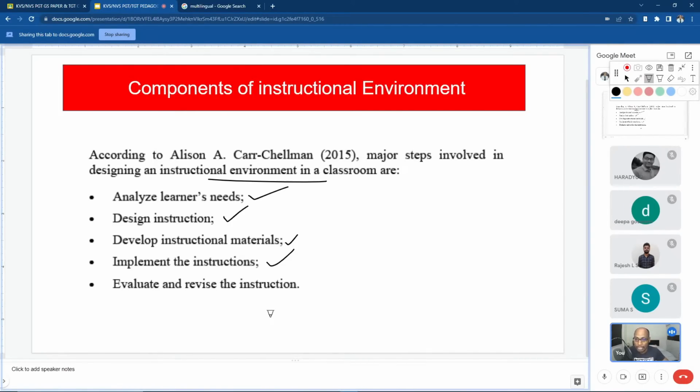Then evaluate and revise the instruction. Now okay, you have done everything, but the outcome is zero. There is no use. Nothing was learned by this entire instruction. So you have to evaluate the instruction. If it is not good, if it is not appropriate, then you have to revise the instruction. You have to change the instruction. So this is according to Ellison.